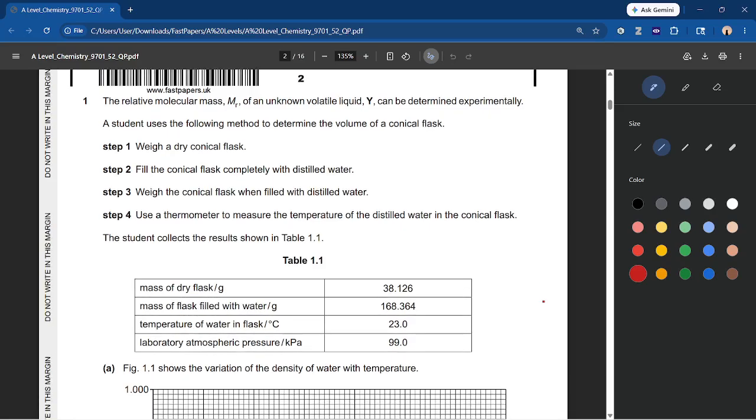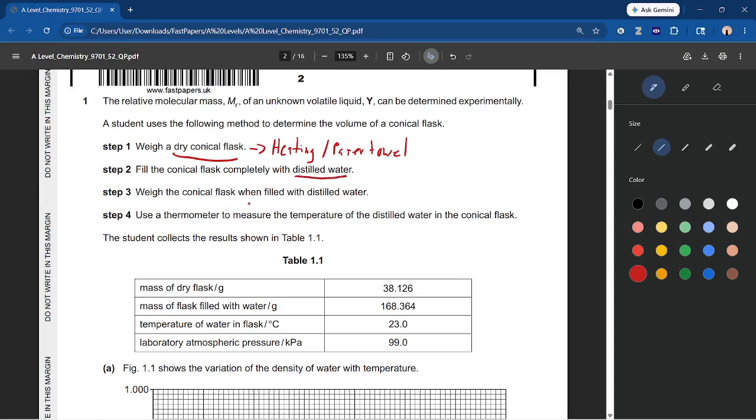The relative molecular mass of an unknown volatile liquid, Y, can be determined experimentally. A student uses the following method to determine the volume of a conical flask. Step 1, weigh a dry conical flask. So you've got to make sure that it's dry. So this can be done by, let's say, heating the flask. Maybe don't heat an empty flask that much. Or you can use a paper towel to dry it.